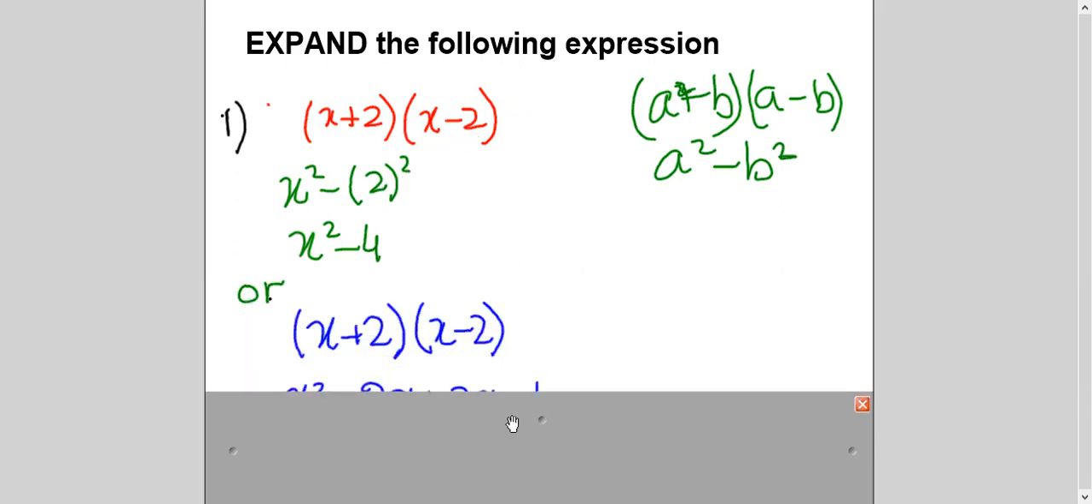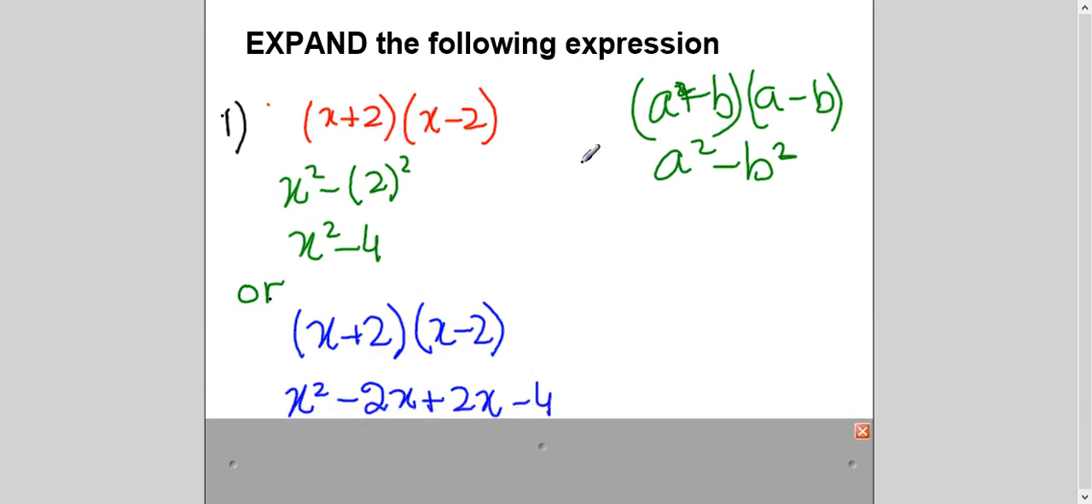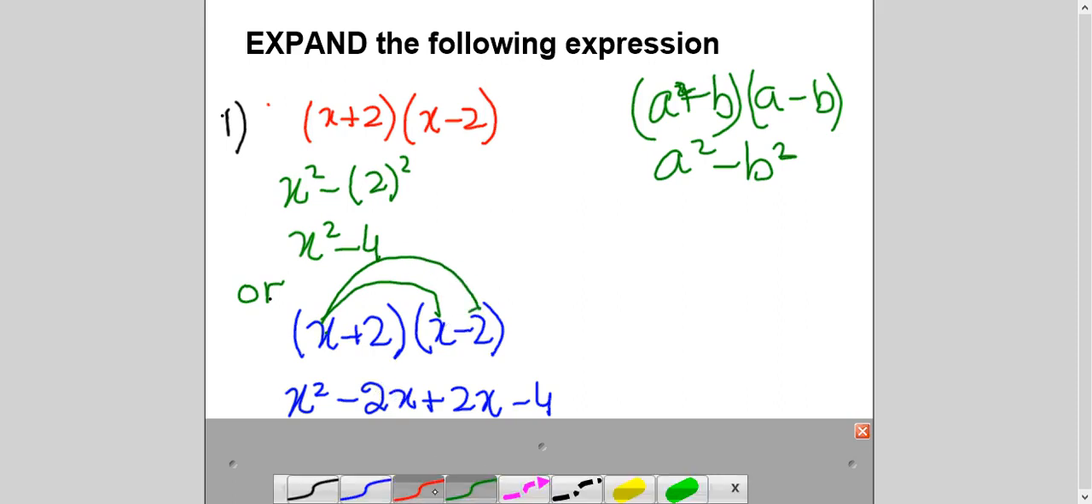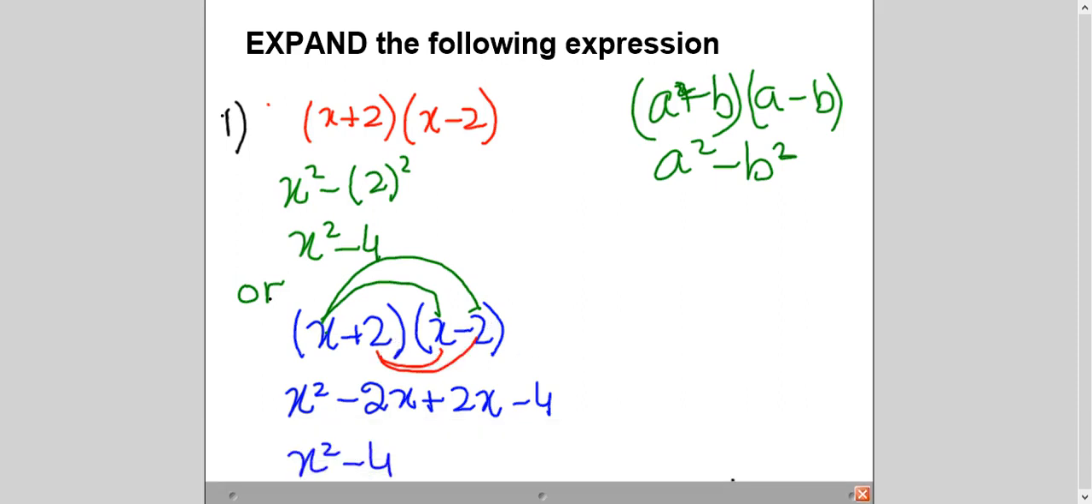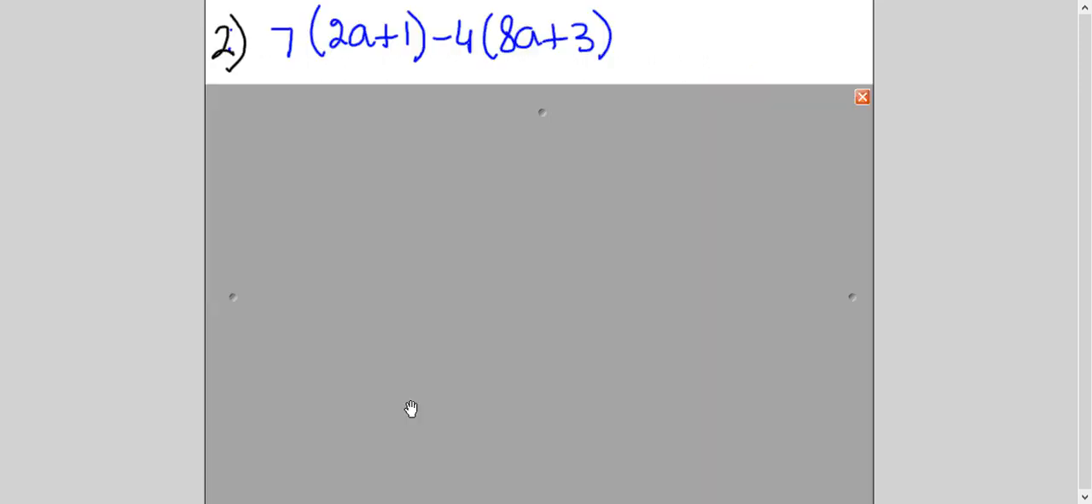I have explained to you here also the long method, which I was discussing here. x multiplied by x will be x square. Then x multiplied by minus 2 is minus 2x. And then you will multiply this 2 by this, it will be plus 2x. And this is minus 4. So you see these two terms will cancel out and you will get the same result which you found here. So let's see the second type.